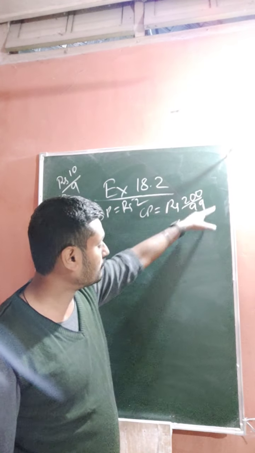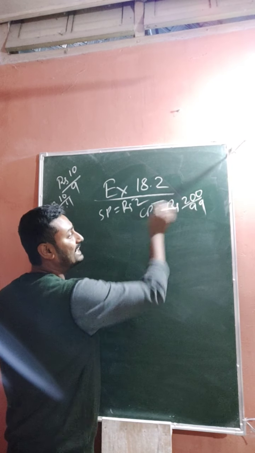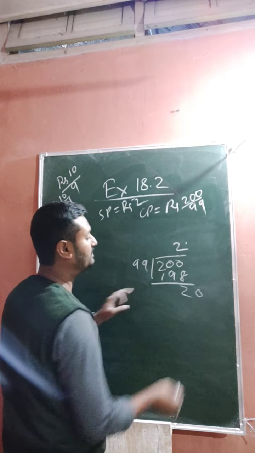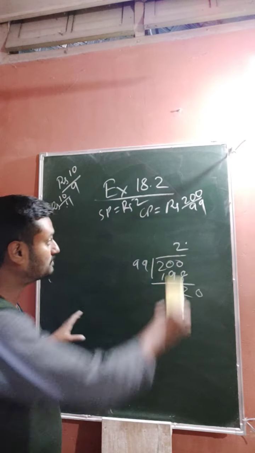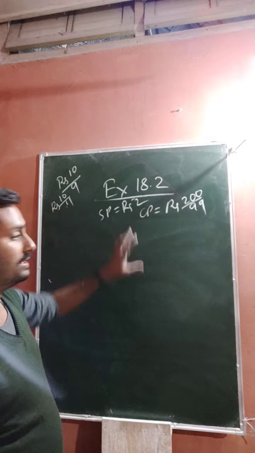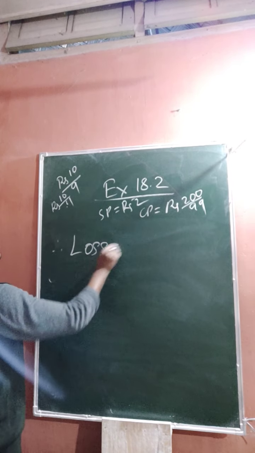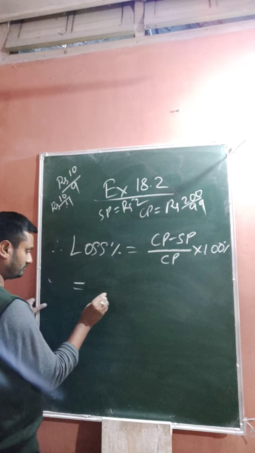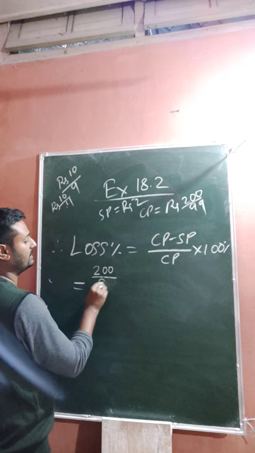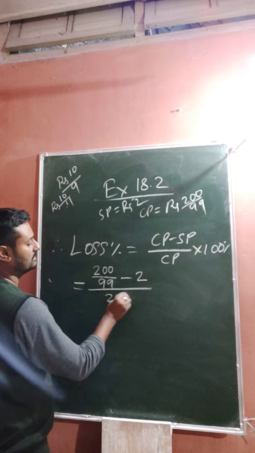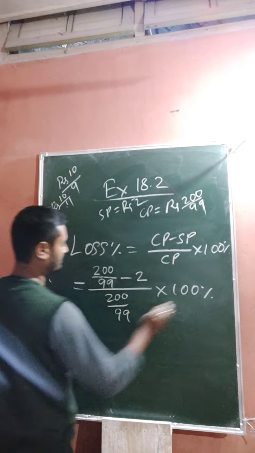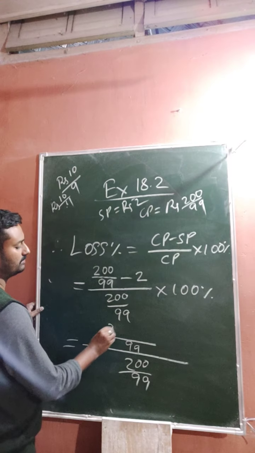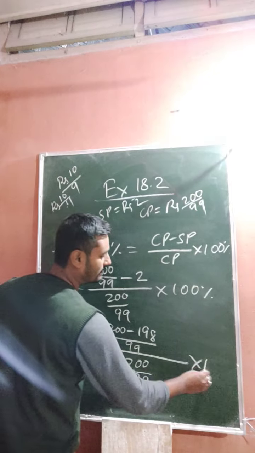I think all of you understand that this quantity is greater than 2, because when you divide 200 by 99, 2 times 99 is 198, and the remainder is 2, so it is a value greater than 2. That means the cost price is greater than 2 but the selling price is 2. So there will definitely be a loss. Loss percentage is CP minus SP divided by CP into 100%. CP is 200 by 99, SP is 2. The denominator remains the same, and for the numerator you take the LCM, so it becomes 200 minus 198.